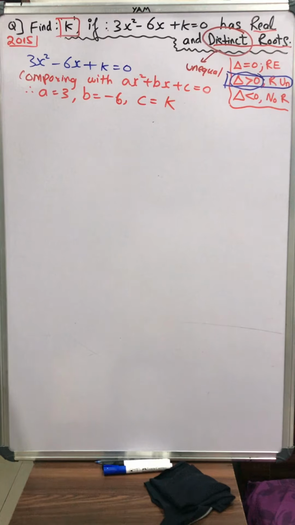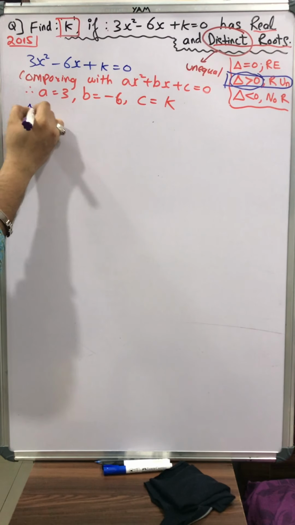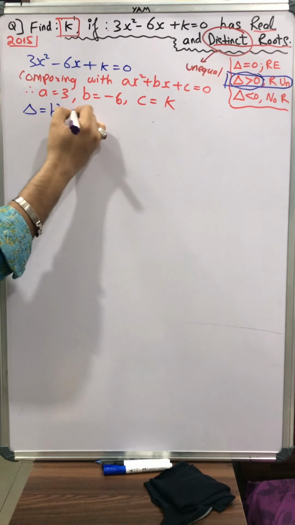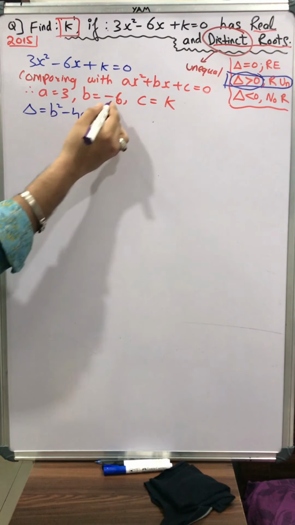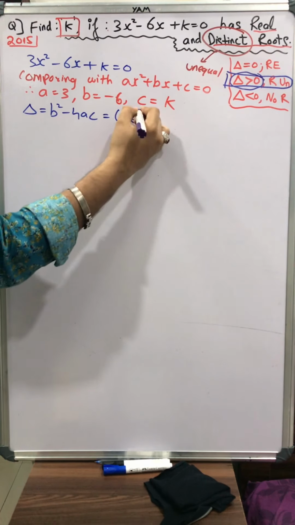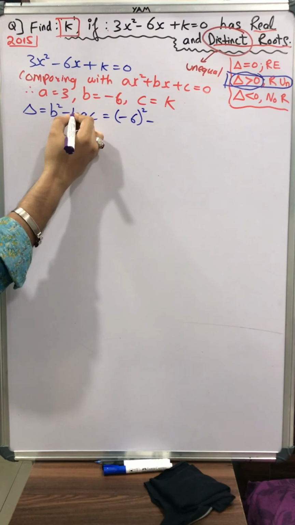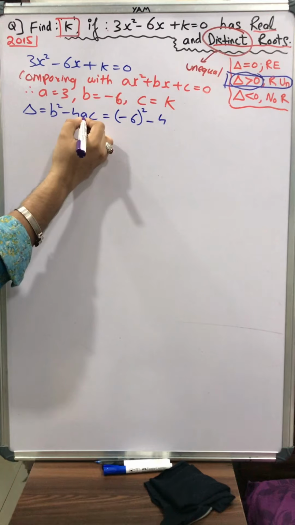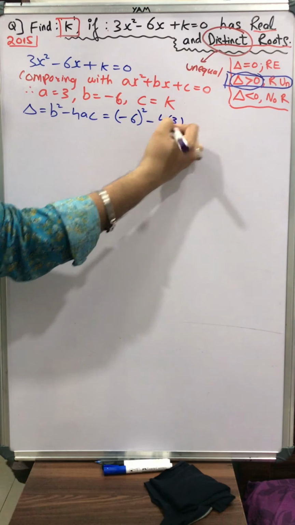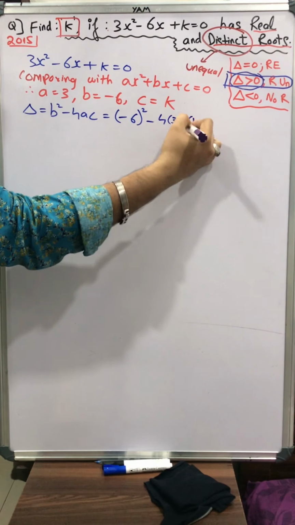Okay, let's find the discriminant. Discriminant, which we call b square minus 4ac. Okay, b square, b is minus 6, so minus 6 the whole square, minus 4, the value of a is 3 and the value of c is k.